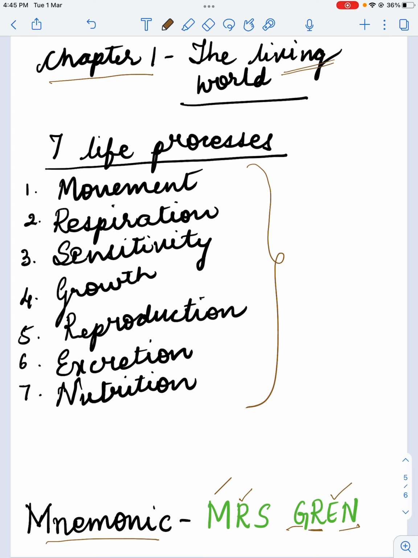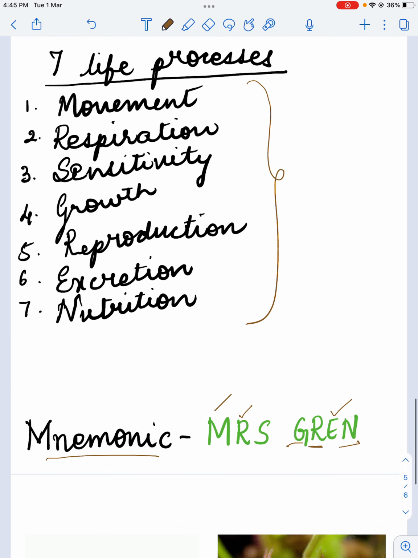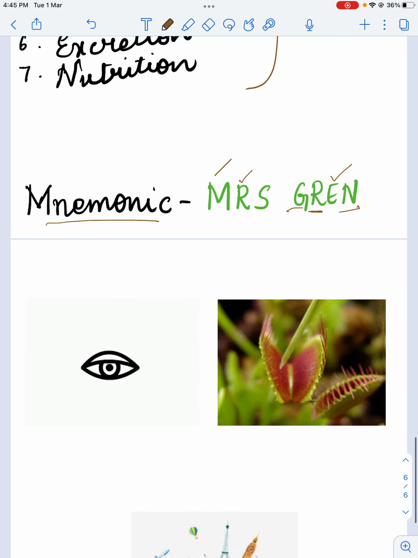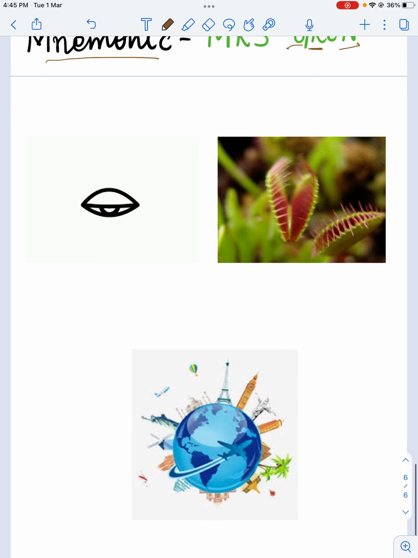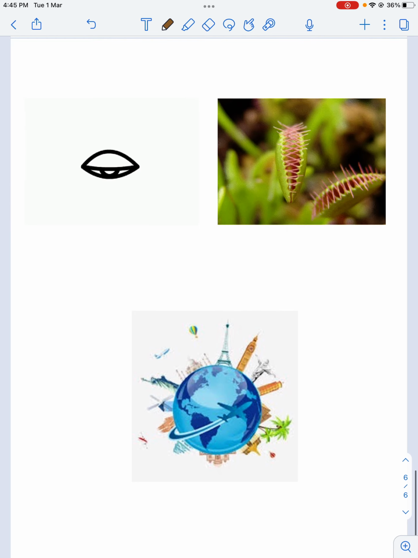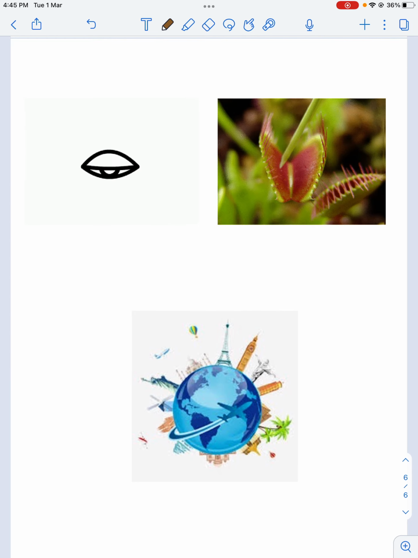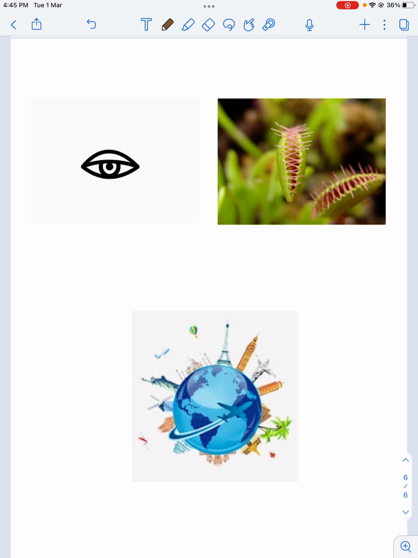I don't want anyone to worry. We'll be discussing each life process in much greater detail in each and every video of mine. So today we'll be discussing movement, since it happens to be the first life process. Here you go. There are 3 pictures. I want you to have a thorough look at them, and we are discussing the first aspect, that is movement, today. All right, there you go.